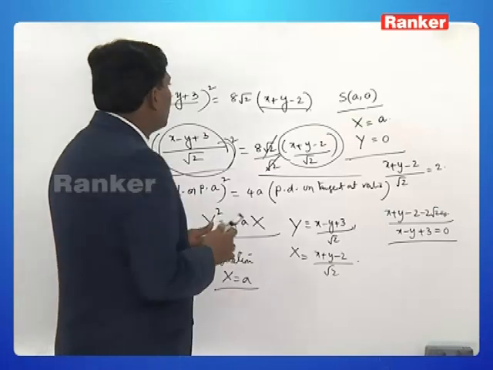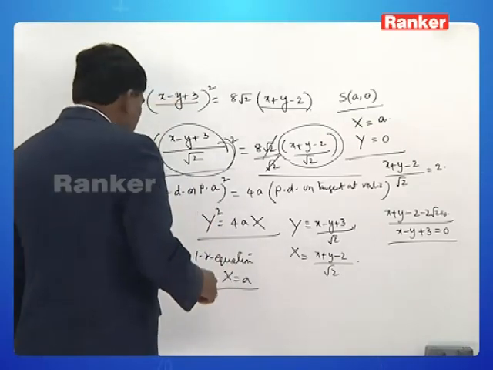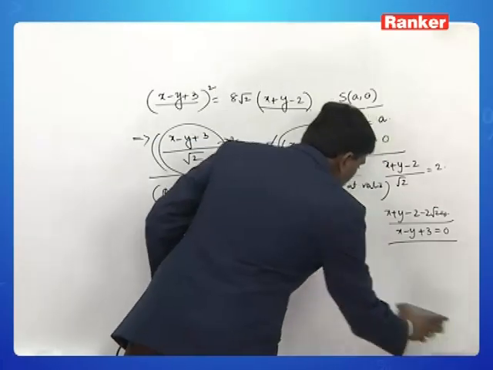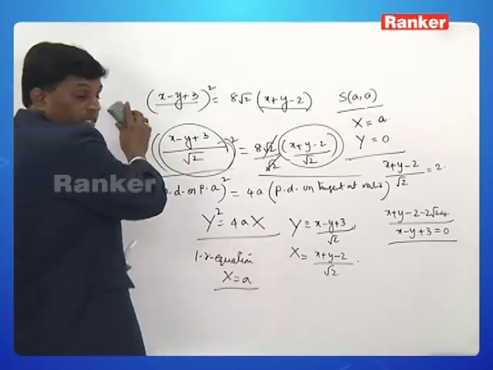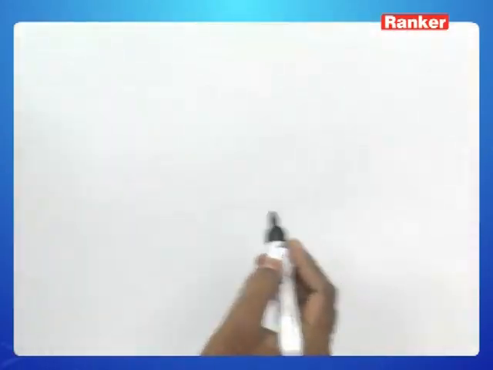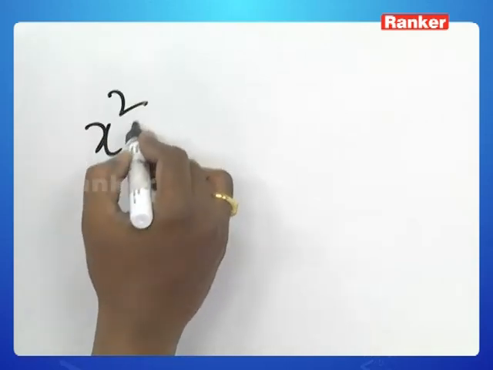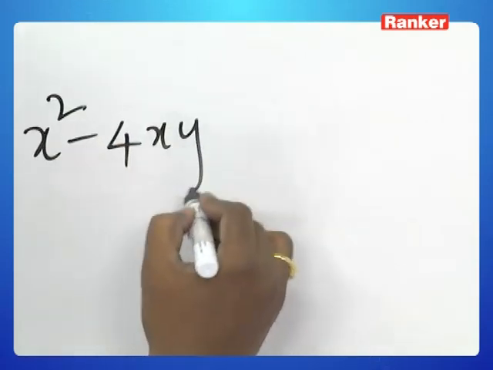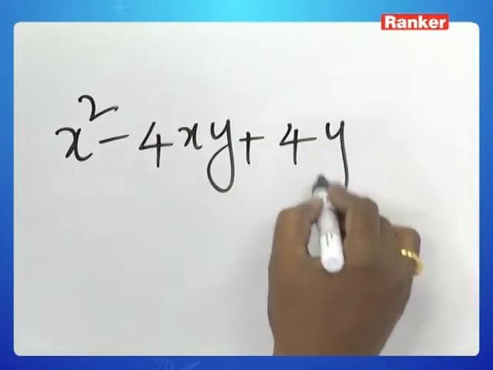For this, let us take one general parabola. Second degree non-homogeneous we are taking now. Let us analyze one curve: x square minus 4xy plus 4y square.